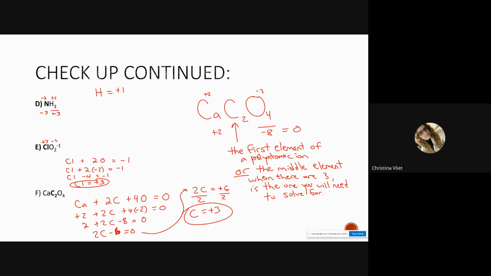It's got to be positive 6, right? So 2 plus 6 is 8, and 8 minus 8 is 0. But then that positive 6 has to be shared between 2 atoms. So each one is positive 3. Does that kind of make sense, the second method?